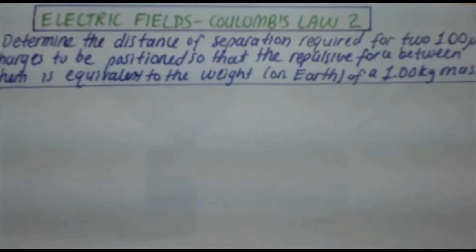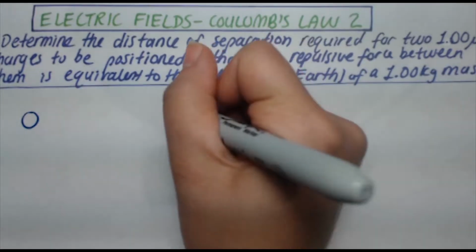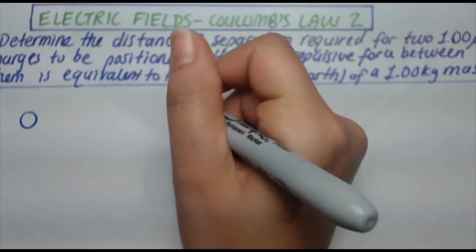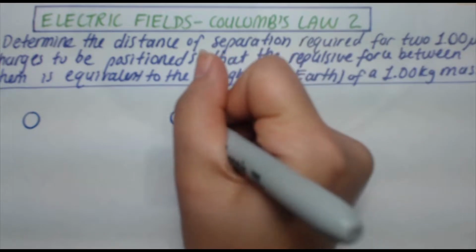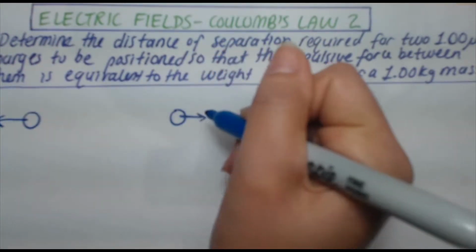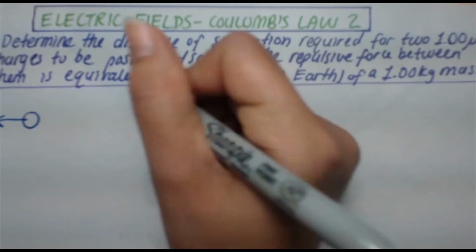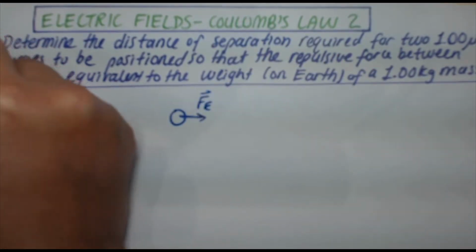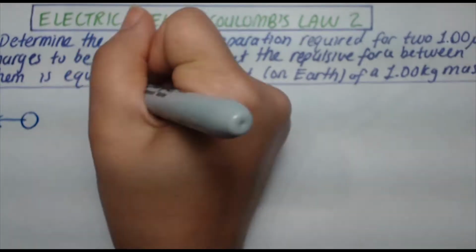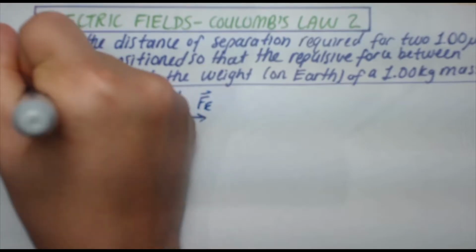Okay, so let's start off by drawing our picture. I'm going to draw the two charges as two circles or two spheres. Now they're feeling a repulsive force, so I'm going to draw the force vectors pointing away from each other. So these represent FE and FE. The distance between them is R, and that's what we're looking for in this problem.